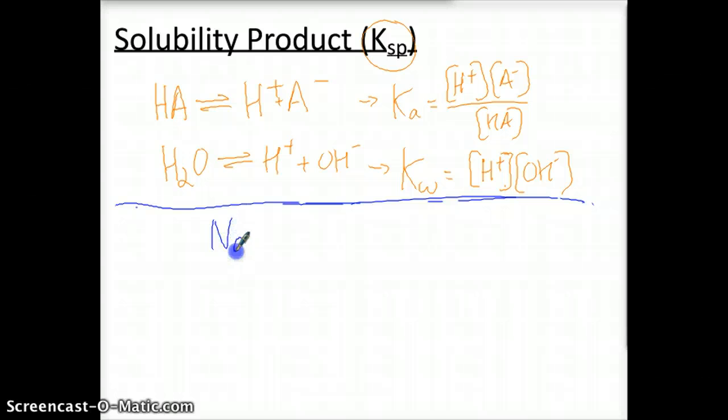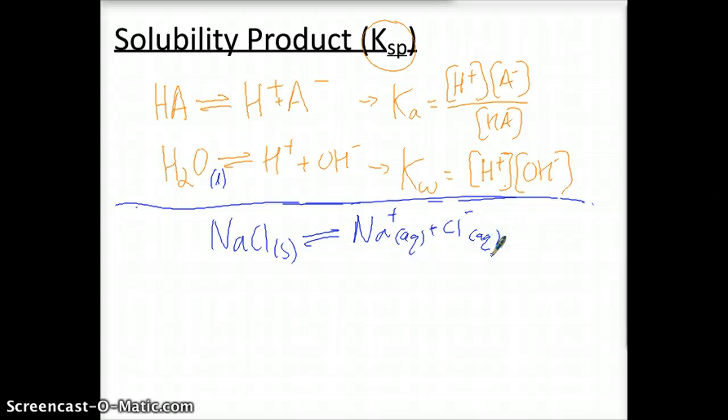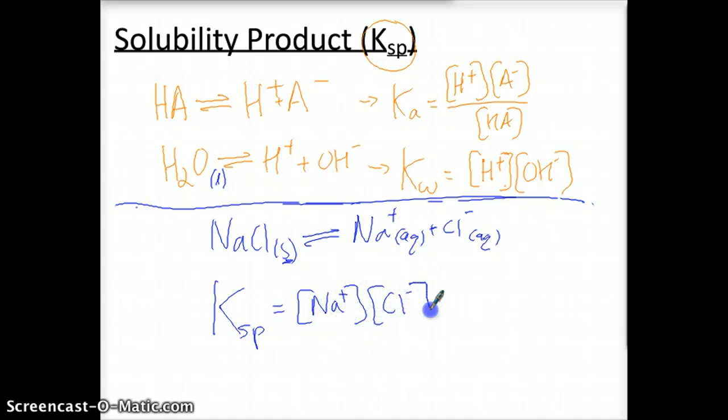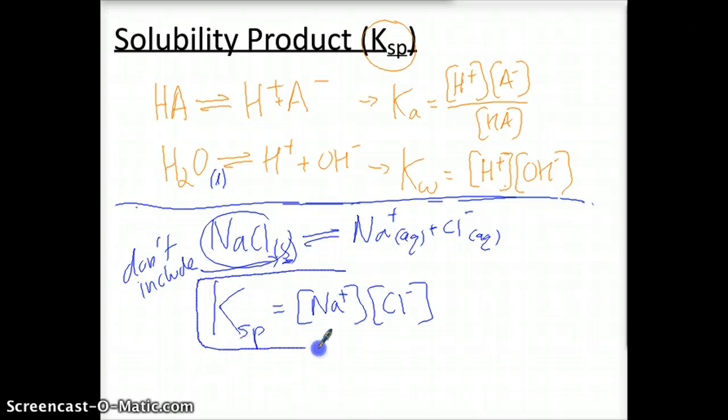So let's say you have sodium chloride, NaCl. It's a solid. We know that it's going to dissociate in water. It's going to make the two ions, Na plus in solution and Cl minus in solution. So if we were to write the equilibrium expression for this, it would be Ksp, for solubility product, because it's a solid, is equal to the concentration of sodium ion, Na plus, times Cl minus. I don't put it over NaCl solid because this is a solid, and we don't include solids in our equilibrium expressions.